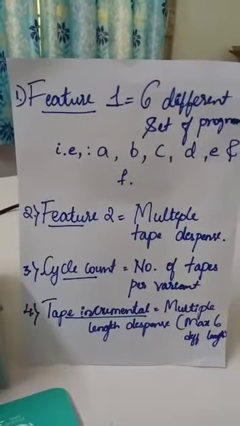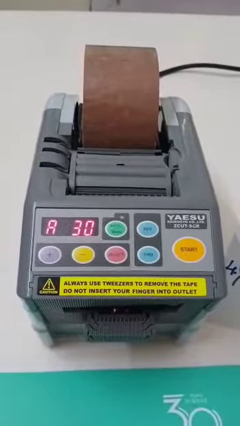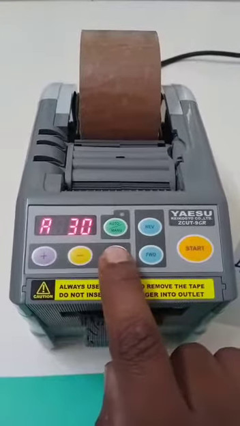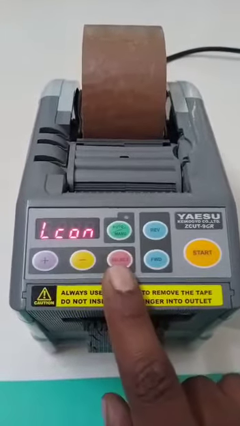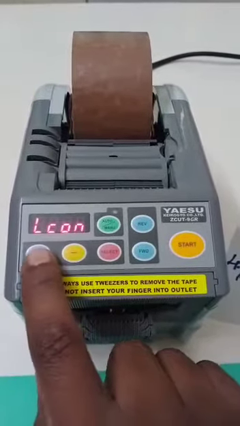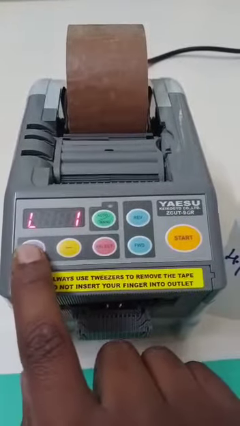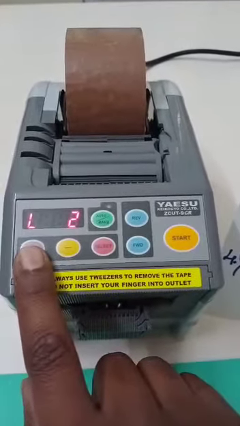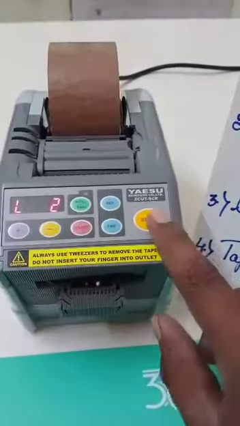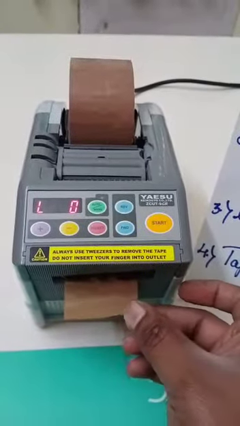Feature 2 is multiple tape dispensing. The way to use this option is you have to press the select button for 2-3 seconds. It is going to ask you L con. So if you press plus, it's going to show you 1. So assume that let us dispense 2 multiple tapes in a single shot. So I'll press the start button. As you can see, it dispenses twice.